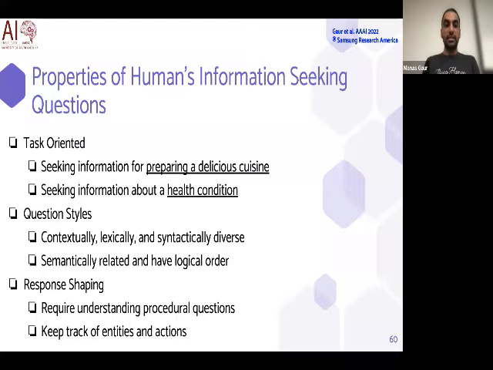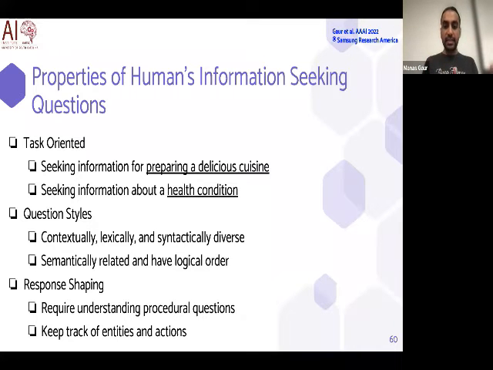Like, for instance, seeking information for preparing a delicious cuisine. A user is seeking information about a health condition, and there are particular question styles in which users seek information. They are very contextually driven questions, they are lexically very sound, and they are syntactically diverse. The user, by himself, uses his experience to diversify his query. But most importantly, when a user searches for information on the web, it actually looks for information in a very semantically related fashion, and the sequence of these questions are in a logical order.